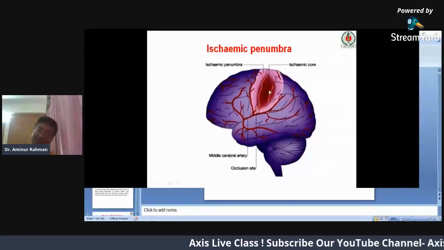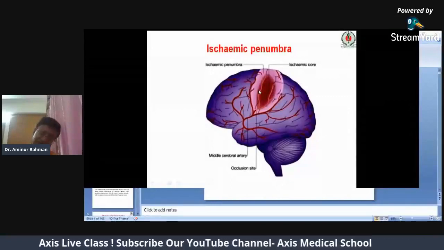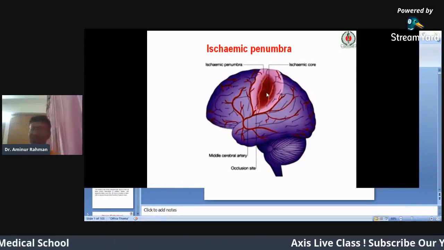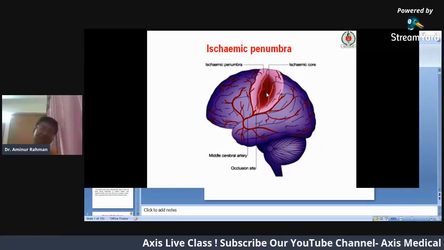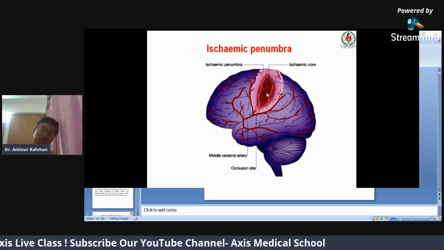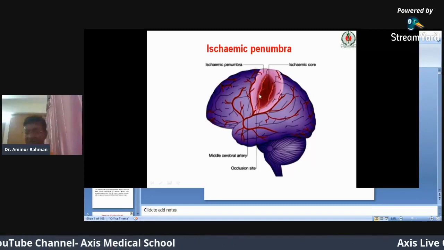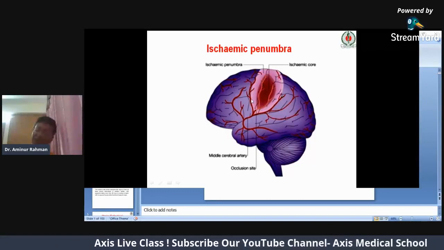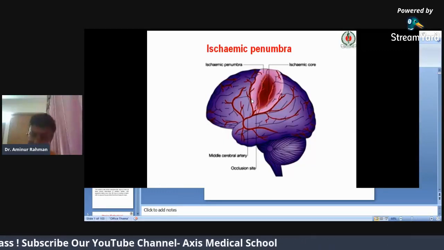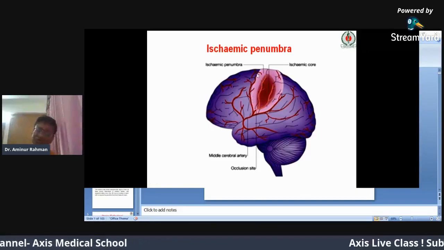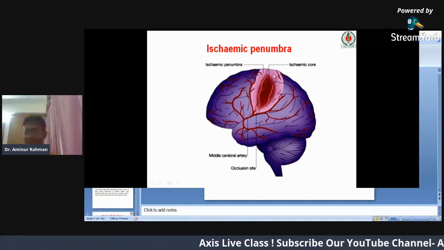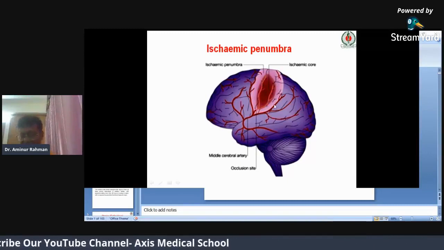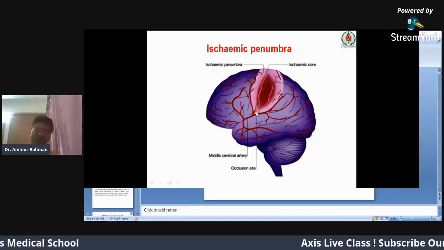If the ischemic core is more, after some time the ischemic penumbra is usually lost. In the anterior circulation we think of 4.5 hours, and in the posterior circulation 6 hours. If you treat this ischemic penumbra within this period of 4.5 to 6 hours, it causes reperfusion. It will improve brain cell function and improve the patient's disability outcome.